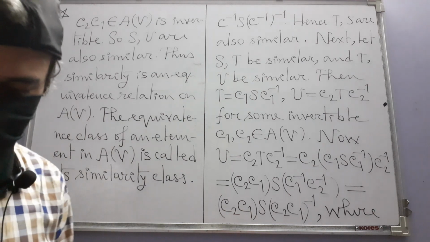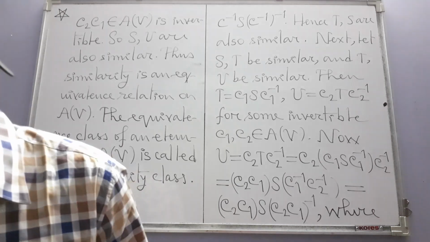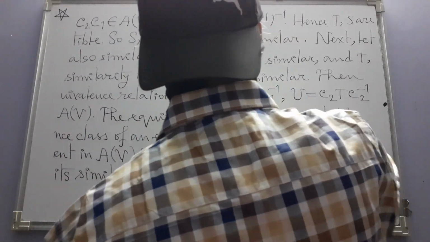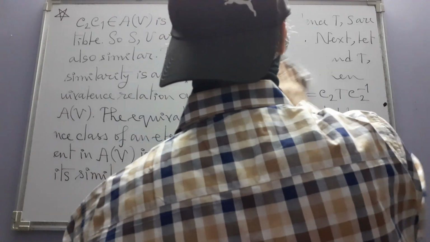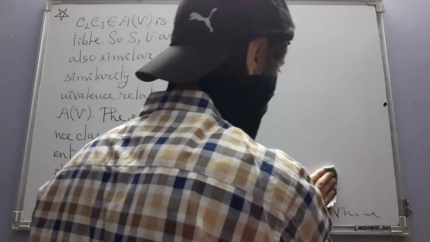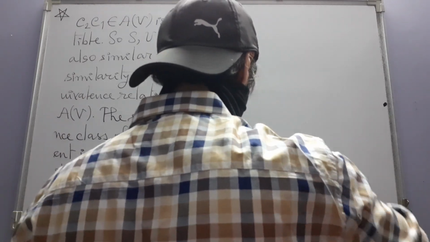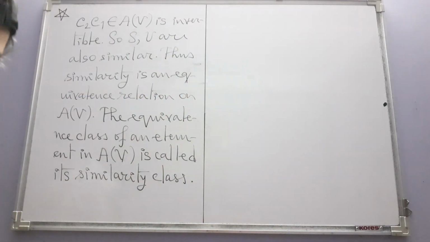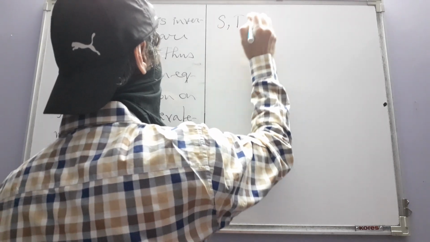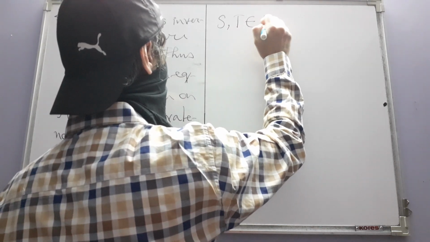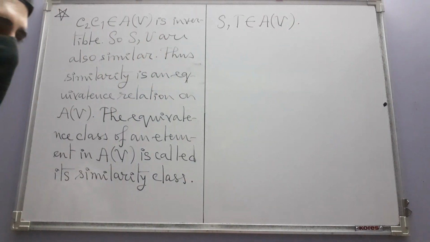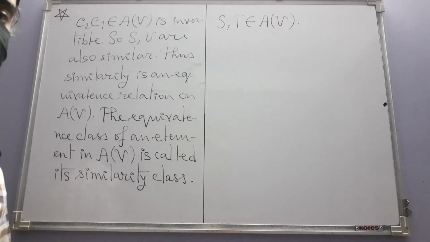Okay, now comes a natural question. Suppose two operators are given to us. How shall we decide if they are similar or not? Say we are given S and T in A of V. How will you decide if they are similar or if they are not similar?